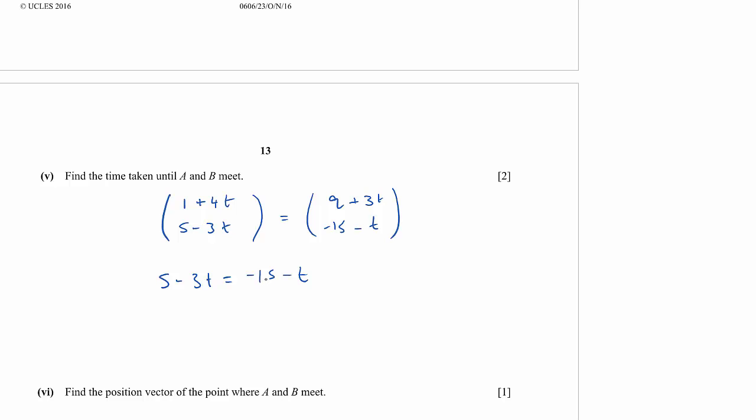So add 15 to both sides, 20 minus 3t equals negative t. Add 3t to both sides, 20 equals 2t. So t is going to be 10 seconds.